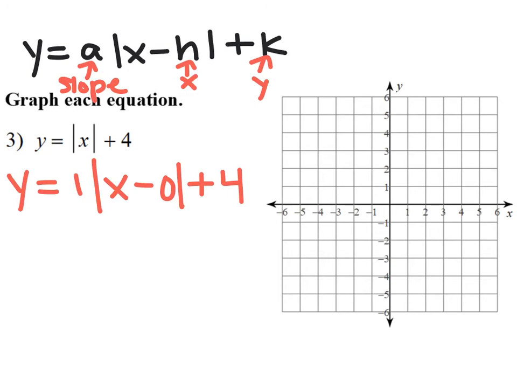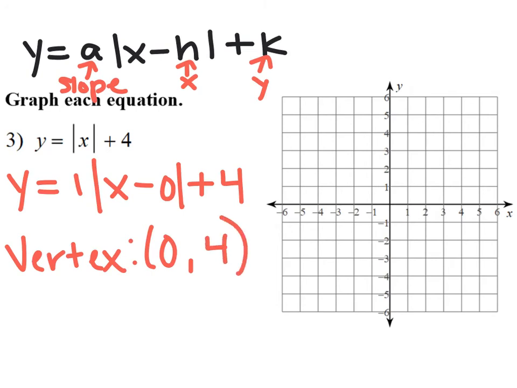Now from here I can say that my vertex will be the x-coordinate, which is the opposite of 0, so it's just 0, and the y-coordinate, which is k, which is 4. So I can plot my point at 0, 4. And I can draw in my axis of symmetry.